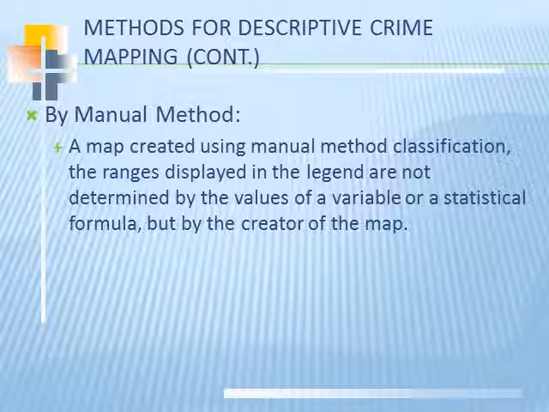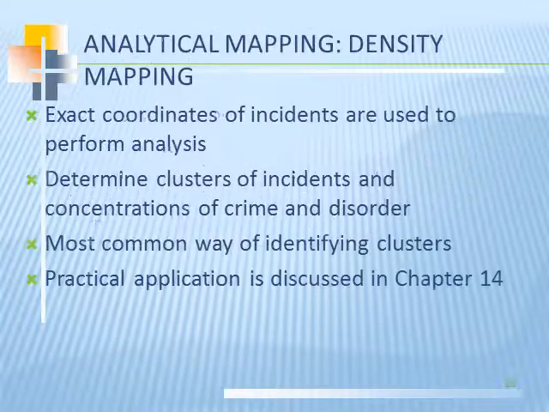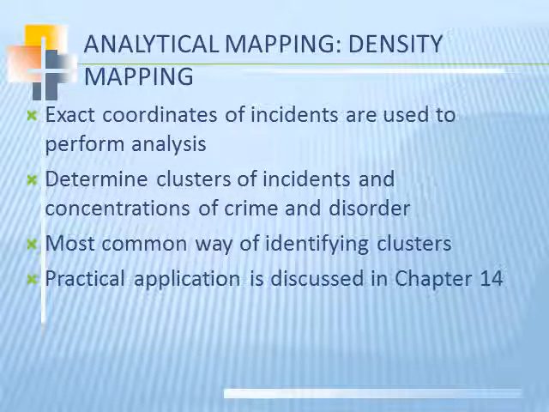A polygon map may give the impression that incidents are occurring equally across the area when in fact they might be clustered or located along a particular street. One cannot draw conclusions about individual incidents based on analysis of incidents by area. In density mapping, crime analysts use the exact coordinates of incidents to determine concentrations of incidents that are not limited to predetermined areas.